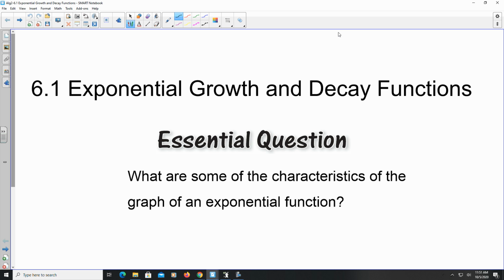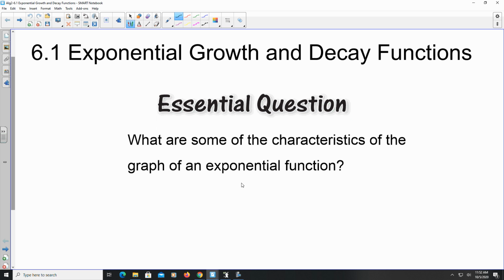In this section, we'll be looking at 6.1, where we're going to look at exponential growth and exponential decay of functions. At the bottom here, it says, what are some characteristics of the graph of an exponential function? The first thing we're going to look at is what is the general formula for an exponential function.